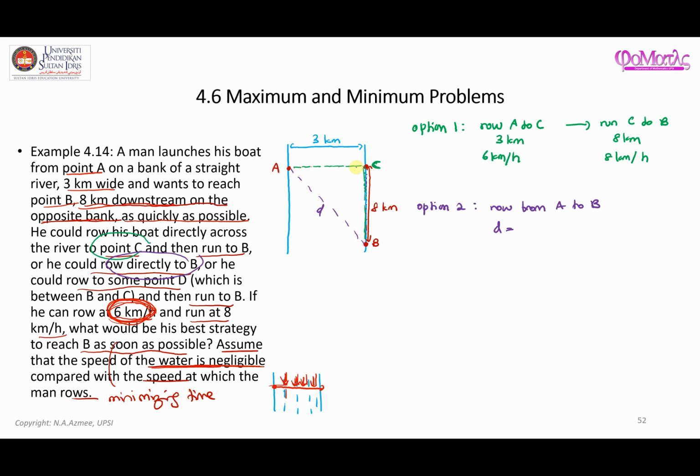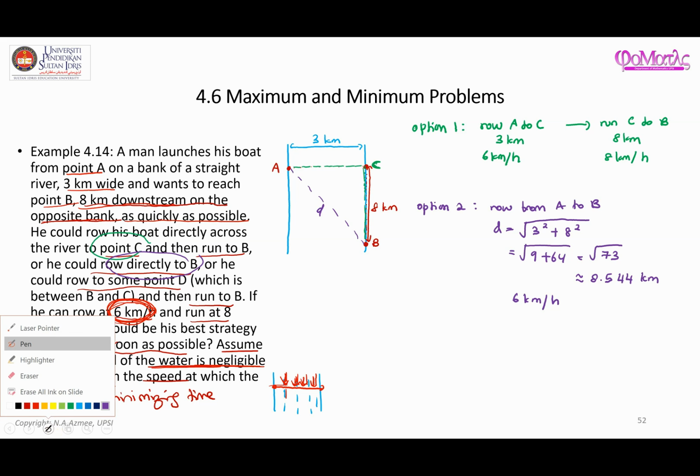I hope you can notice that this is a right angle triangle. So the distance is going to be the square root of 3 squared plus 8 squared, which gives us 9 plus 64, which is just 73. The square root of 73 is approximately 8.544 kilometers. And he's going to do that with a speed of 6 kilometers per hour.